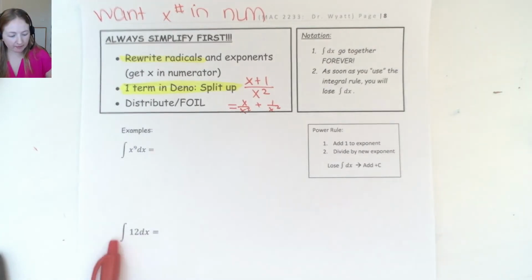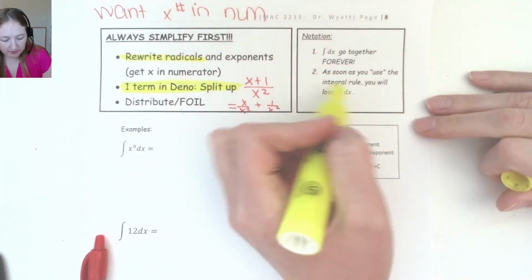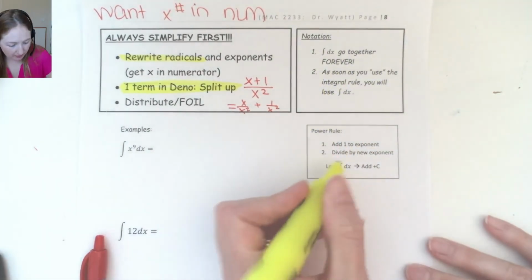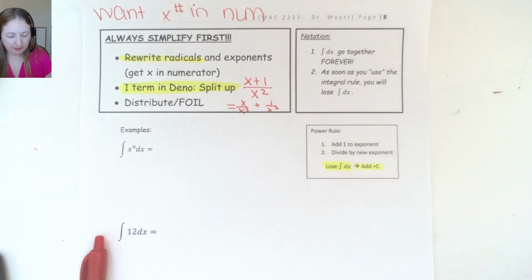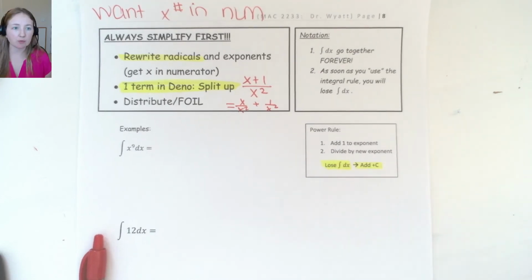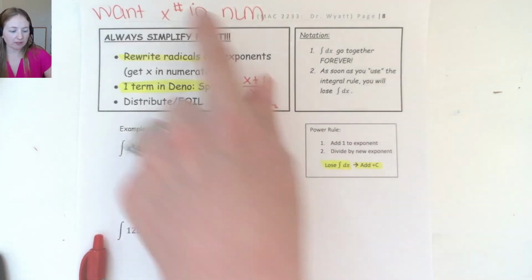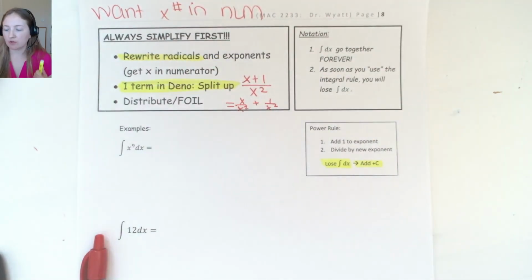Now, keep in mind that you are going to lose the integral sign as soon as you do this: add 1, divide by the new exponent, and you add the plus c to represent that arbitrary number. But basically, we're trying to use this power rule as much as possible. And the way we use that power rule is to get x to a number in the numerator.